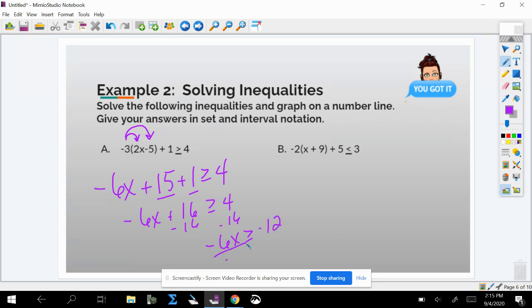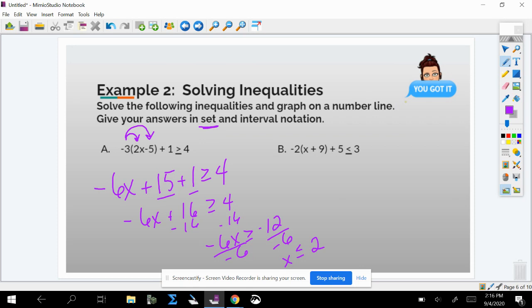I'm going to divide both sides by negative 6, and immediately you should be thinking, I divided by a negative, so I need to switch that inequality. It's going to be less than or equal to 2. That is the set notation answer. Once you get x by itself with an inequality, you have completed the set notation part.